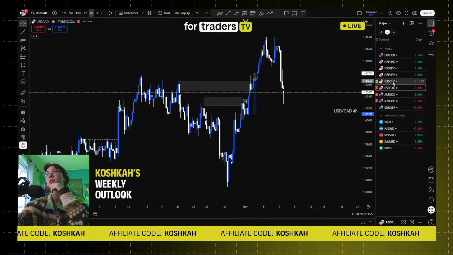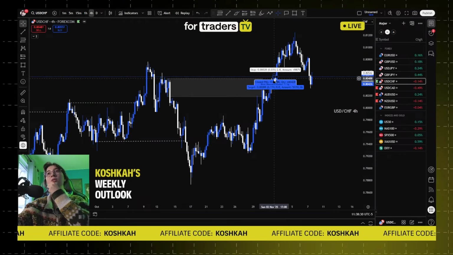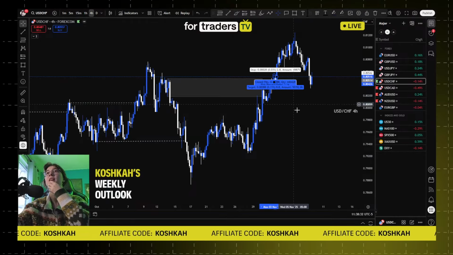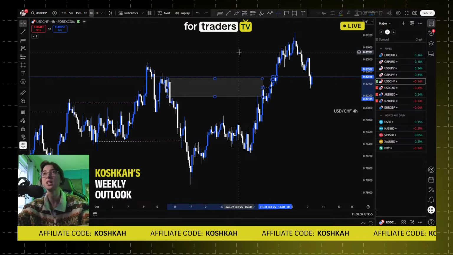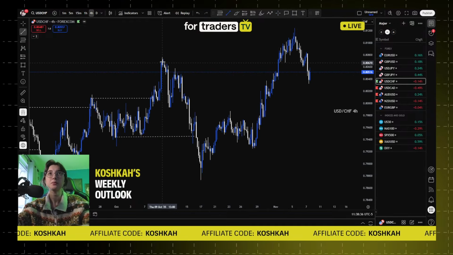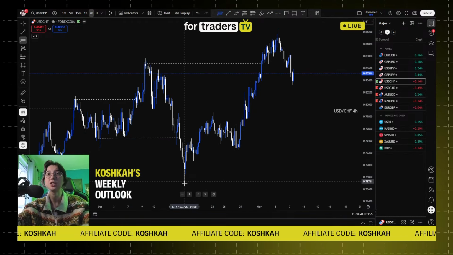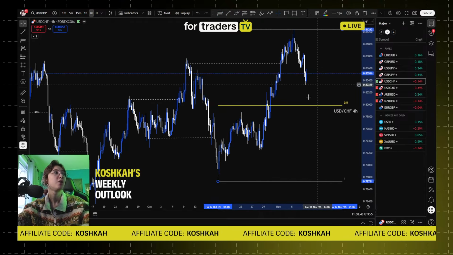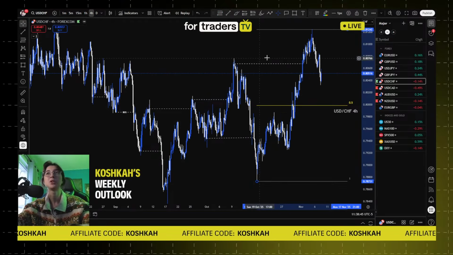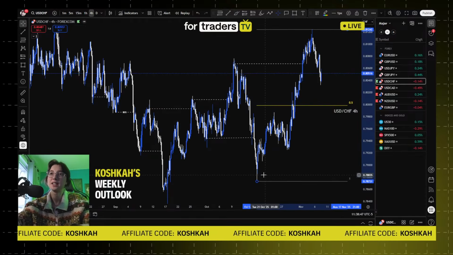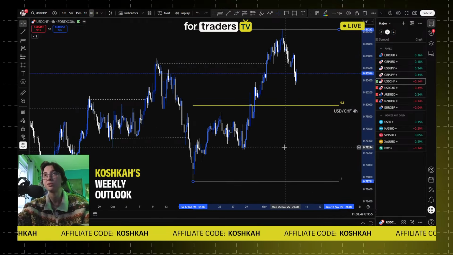Okay, let's go quickly on USD CHF. So USD CHF, we had a little trade right here on the previous week. Now we broke structure to the upside right here, so we created basically a huge range from the bottom to the top, because we broke structure to the upside, and this is the lowest point connected to the previous high.